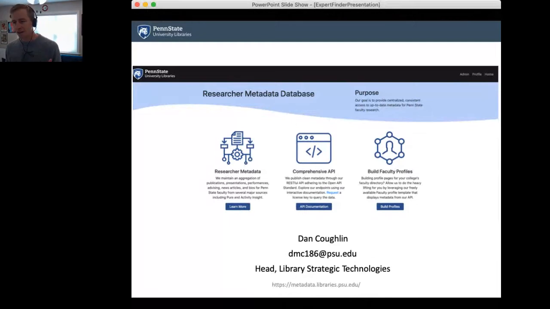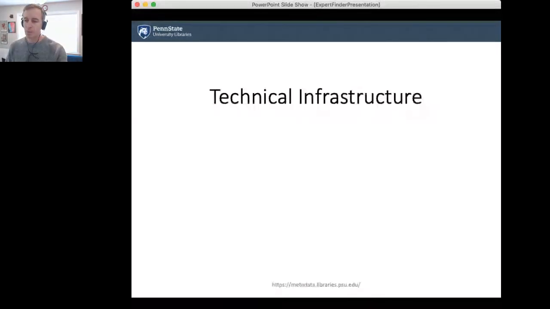So we evolved to starting to refer to it as the researcher metadata database. I'll take suggestions if people have them on that, on a new name. But before I get too in-depth on it, I'm going to do a brief overview of some of the relevant systems that we have at Penn State towards this system.